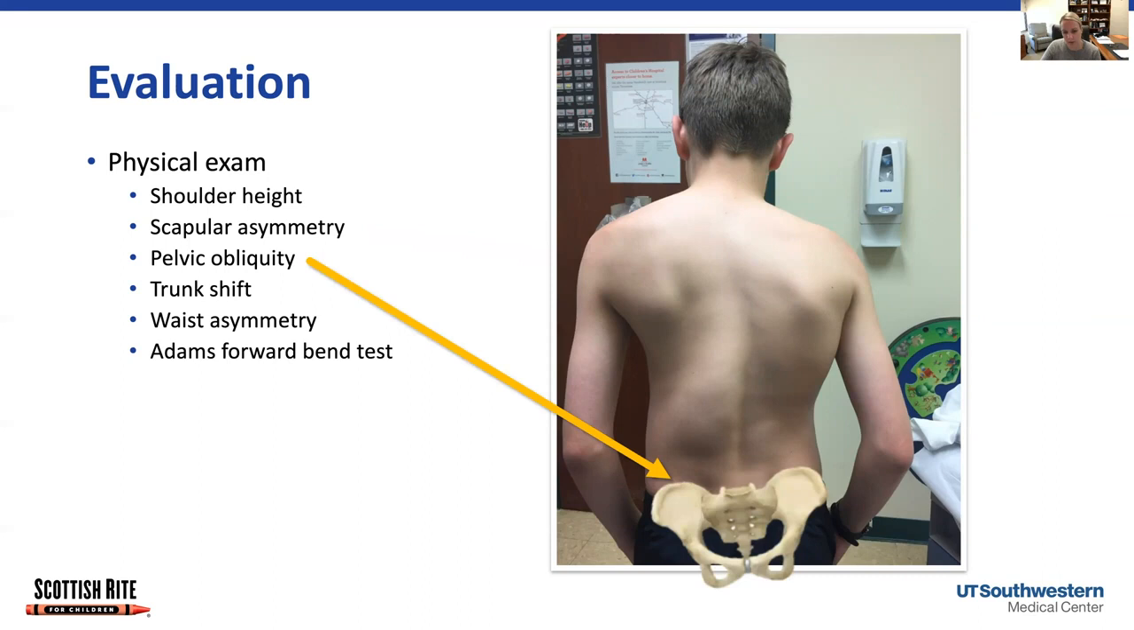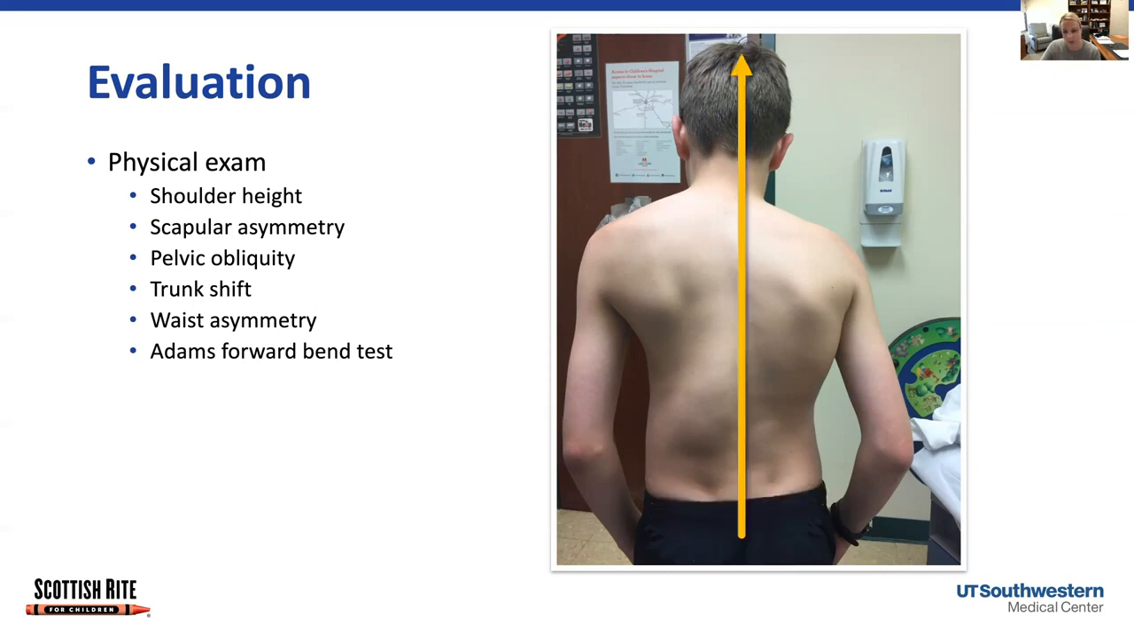We also will look for pelvic obliquity. So it's not uncommon for patients to feel like their hips are off. And we can examine this by putting a finger on each iliac crest and then seeing if those fingers are at the same level. We also look for trunk shift. So if you were to draw an imaginary line from the patient's head to their waist, we like to see that the head is nicely centered over their waist, but sometimes because of the curve, you'll see that the trunk goes off to one side versus the other.